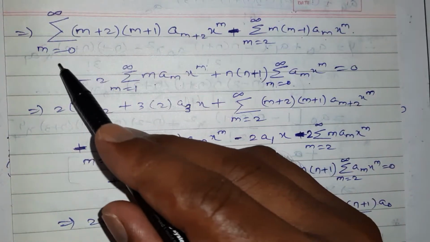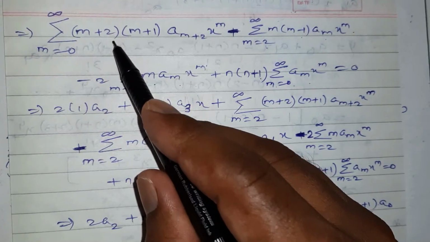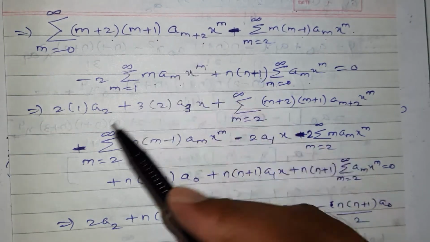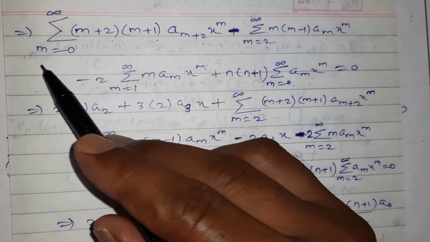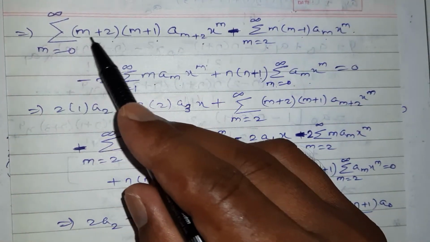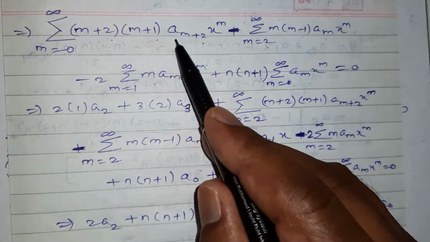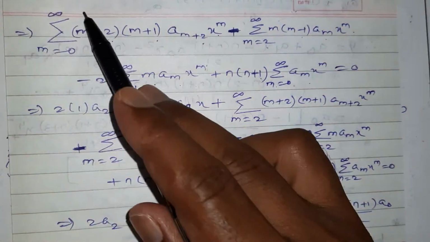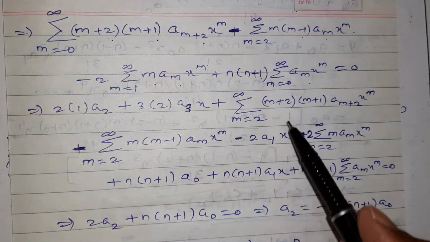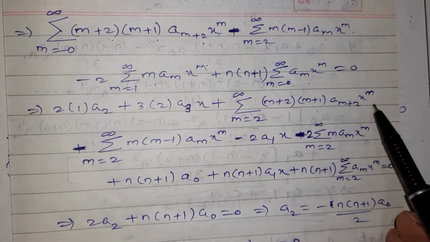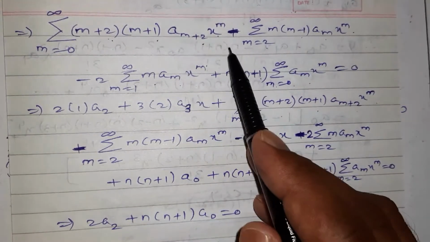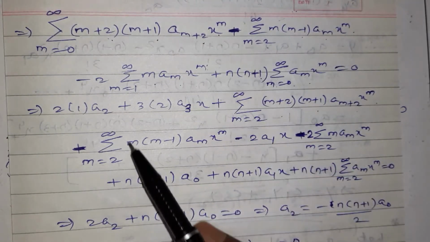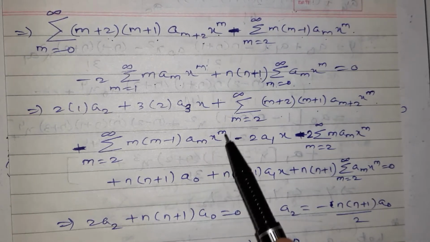Just like here, m equal to 0. Substitute m equal to 0, what do I get? 2 into 1 a2. So 2 into 1 a2 plus, now put m equal to 1: 1 plus 2, 3 into 2 a3 x. Got it? Plus now m equal to 2 to infinity. Write down in series m equal to 2 to infinity, (m plus 2)(m plus 1) am plus 2 x raised to m. So first term over, minus. The second term already starts from m equal to 2, keep as it is: minus m equal to 2 to infinity, m into (m minus 1) am x raised to m.